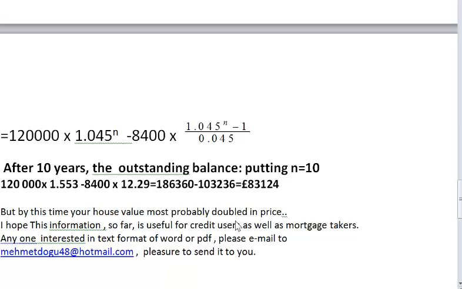But by that time, 10 years time, most probably your house value will be twice. For example, you borrowed say £130,000 for a house and you pay 10,000 deposit. After 10 years of paying this money, you still owe 83,000 to the mortgage company, but your house may be £250,000. So that's the beauty of it. I hope this information is useful for credit users as well as mortgage takers.